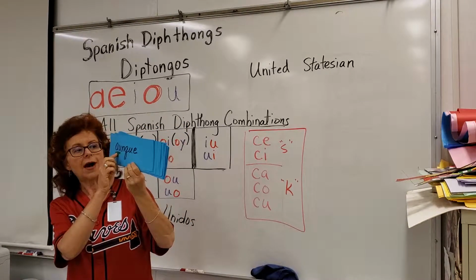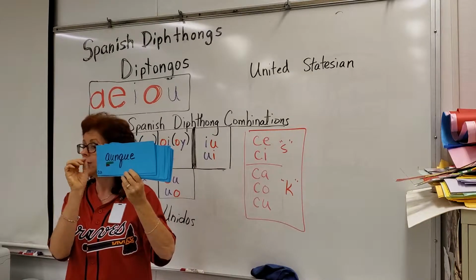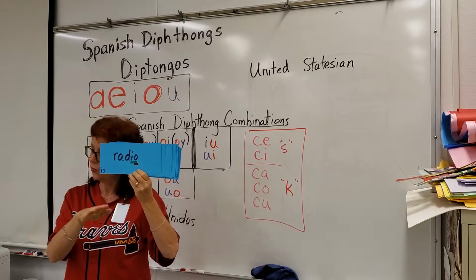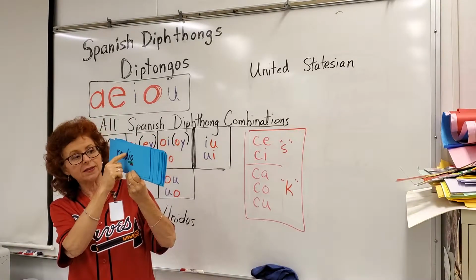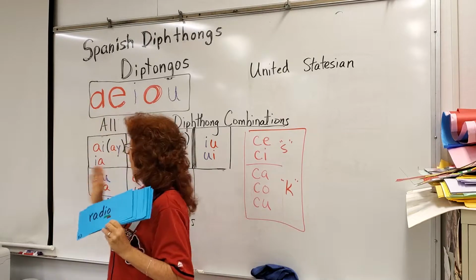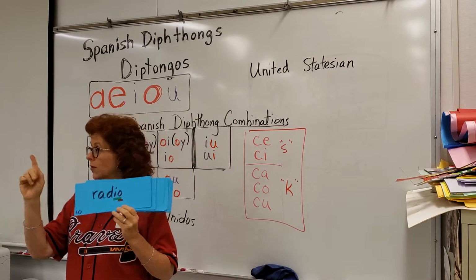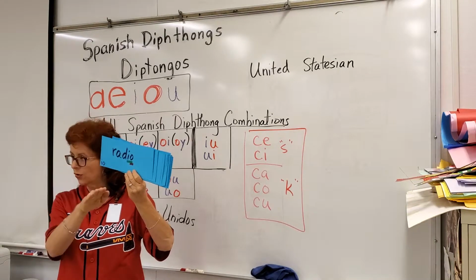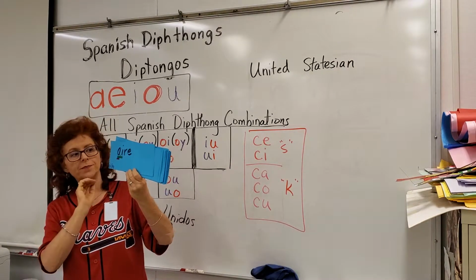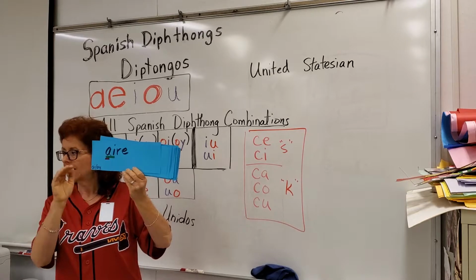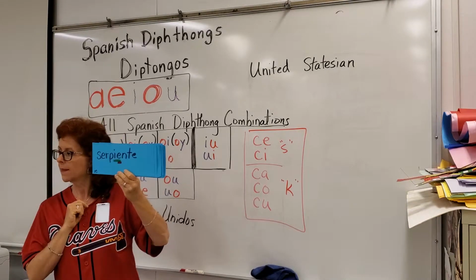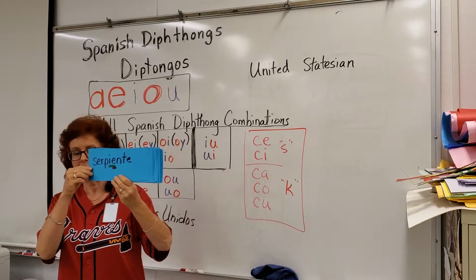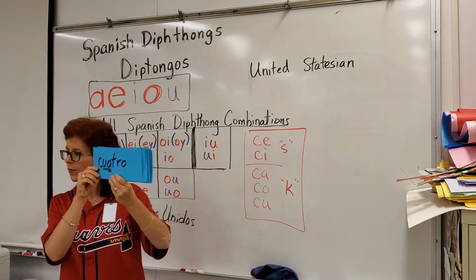Okay, so aunque. The QU is a K sound. Radio. It's only a 2-syllable word. This is a syllable. Okay, so the whole idea here is that a diphthong is only 1 syllable. It's a diphthong. Okay, so radio. Okay, all right, keep going. Aire. Okay. Serpiente. Okay, repitan. Serpiente. Okay.